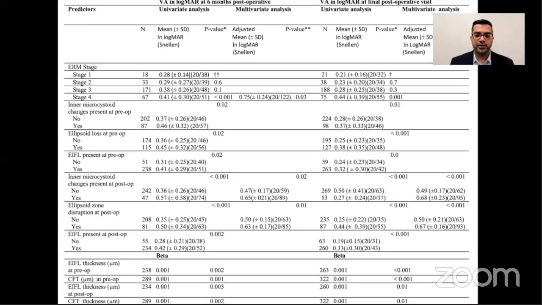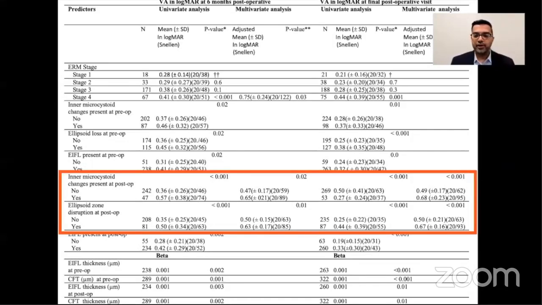We looked in a multivariate analysis at OCT features that were predictive of visual acuity at 6 months and at final follow-up. We found that inner microcystoid changes and ellipsoid zone disruption present at postoperative month 3 were associated with worse vision at 6 months and at final follow-up. So again, these are postoperative presence of these biomarkers, but they were significantly associated in multivariate analysis for both 6 months and final follow-up. So while the ERM grade alone did not predict visual outcomes, these two OCT biomarkers did seem to do so.